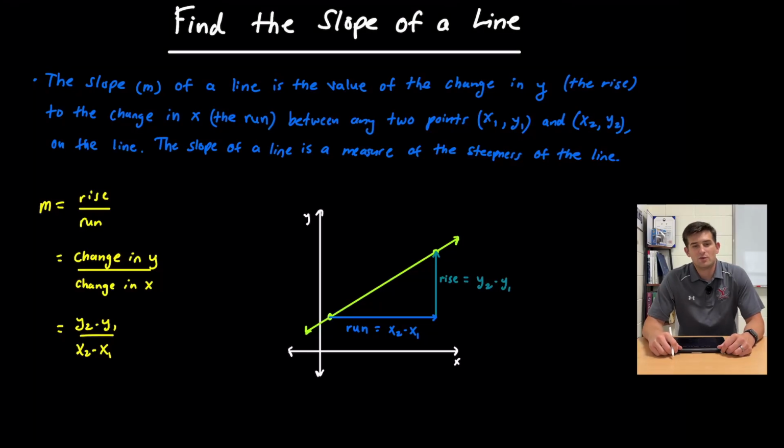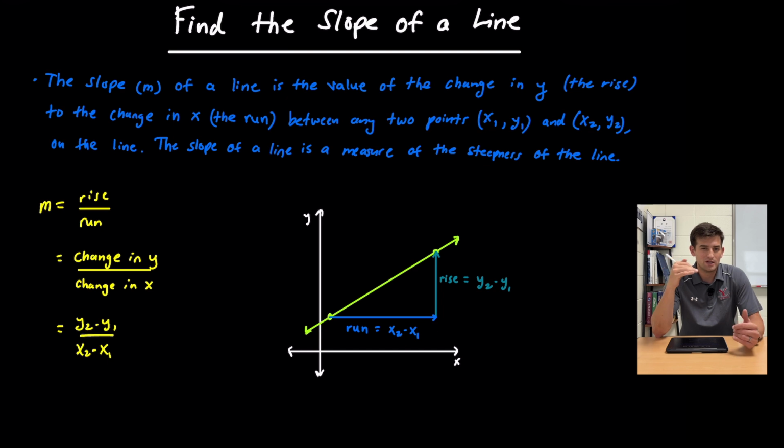Hello everyone, in this video we're going to talk about how we can find the slope of a line. So just the definition, the slope, which is represented by the variable m, is the value of the change in y, which we call the rise, so up or down, to the change in x, which we call the run, left and right, between any two points, (x sub 1, y sub 1), or just the x and y coordinates of one point, and (x sub 2, y sub 2). That's the x and y coordinate of the second point or the other point.